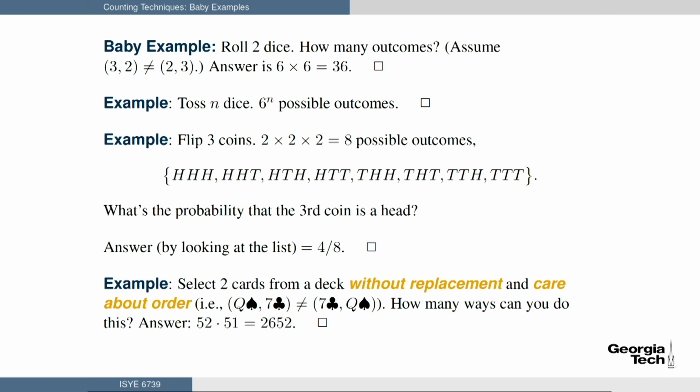Now, if I replace the cards, well, then I'd be able to select two cards caring about order in 52 squared ways. So we have to be real careful with the English here. Without replacement is a little bit different than with replacement. We'll talk about that a lot more coming up.